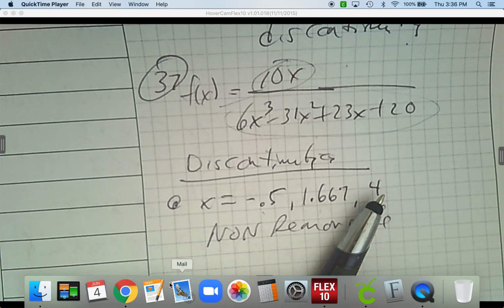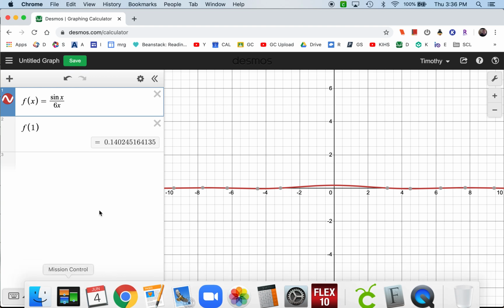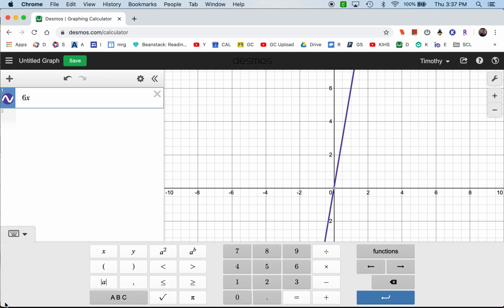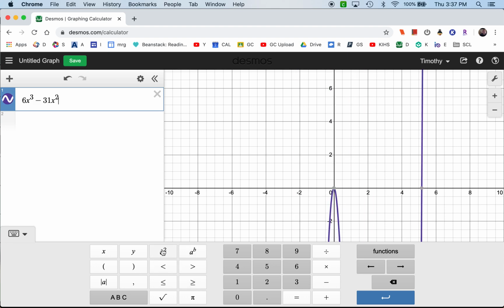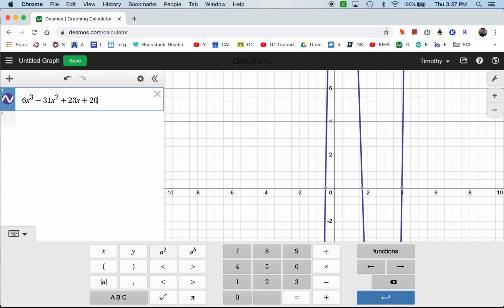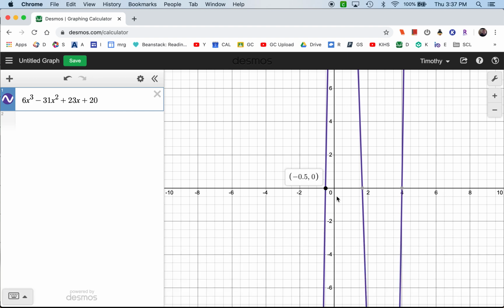So if I went to Desmos, all I want to do is type in the denominator. 6x cubed, subtract 31x squared, plus 23x plus 20. And what I'm looking for is where the zeros are. So look, where does it cross? The x-intercept. So negative 0.5, there's an answer. 1.667, got it. And the next one, at 4. So I just type in the denominator and find where the zeros are by looking at the x-intercepts, and I have the same answers that I just got with my fancy calculus calculator.